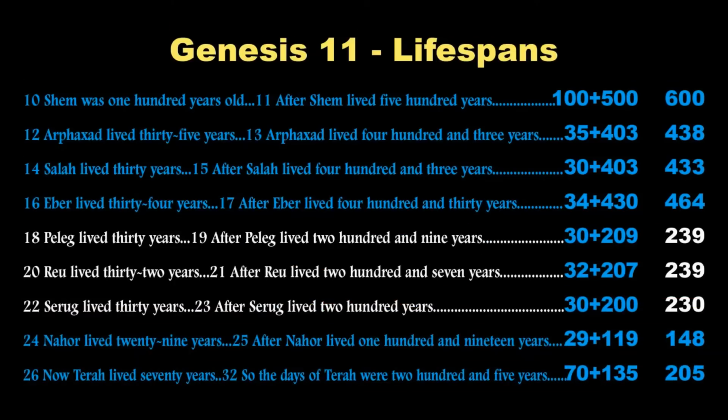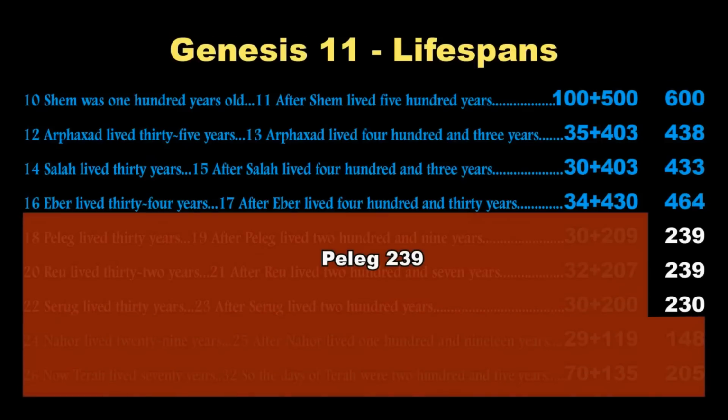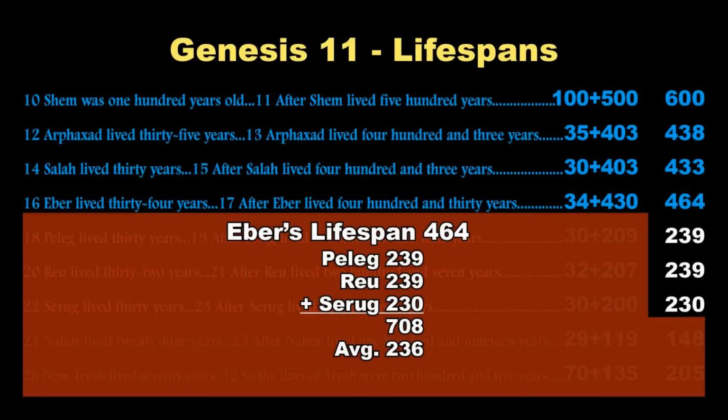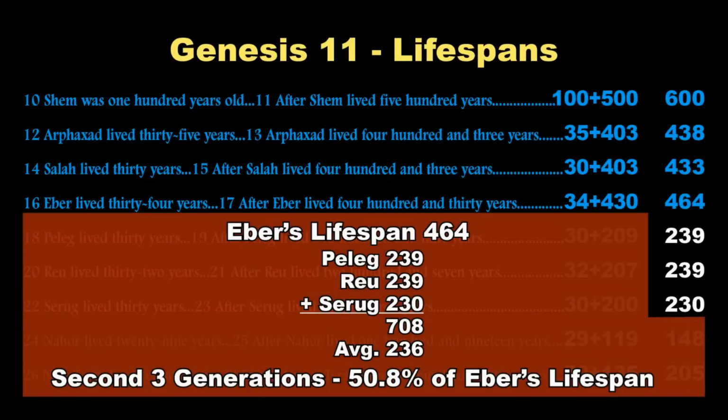Now let's look at the 3 generations after that. Again, all of these are similar in lifetimes. You have a lifetime of 239 years, another at 239, then the third at 230 years. We'll do the same math, total them, and see that the average in these 3 generations is 236 years. This time we'll put the lifetime of Eber here at the top, since he was the generation before these 3. And we can see that the second set of 3 generations lived about 50% of the total of the generation before them. That seems to be a faster decrease in lifespans than the 74% in the first 3 generations. This acceleration to a 50% decrease might mean something, or at least requires more investigation.